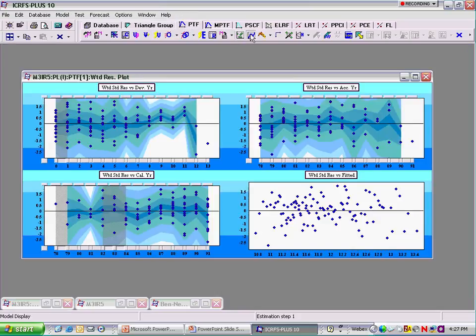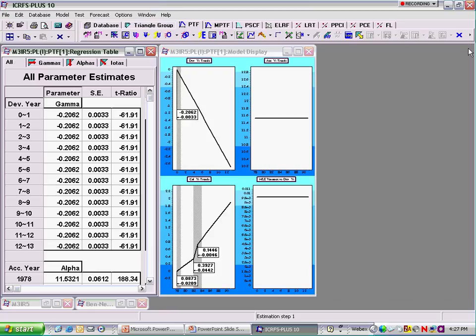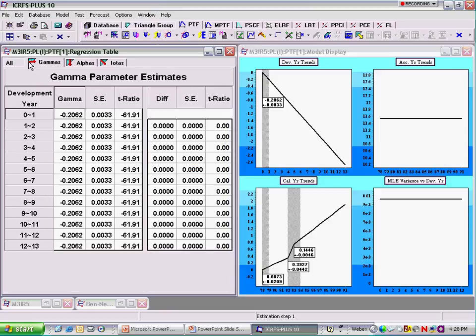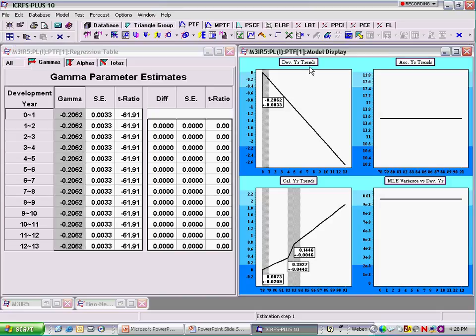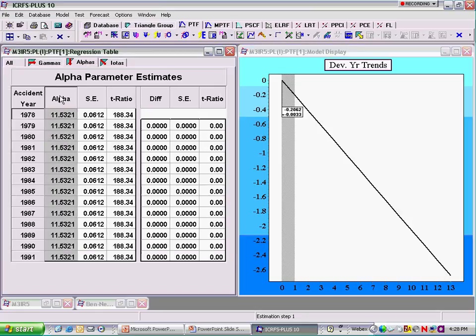Now, let's bring up the regression table, which has become kind of superfluous. Let's remove the residuals for a moment. The gammas, you can see by this arrow, are the development year parameters. There's only one in the table. There's only one in the graph. The alphas are the accident year parameters.